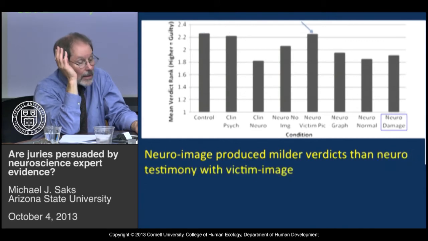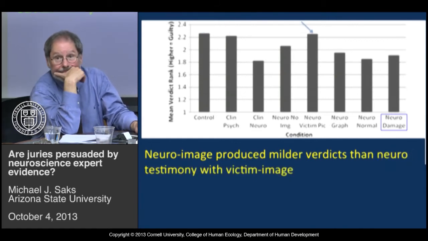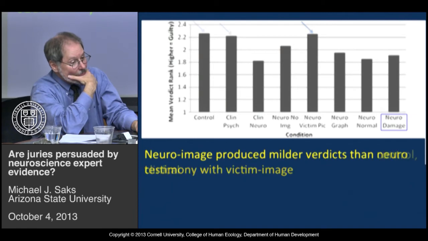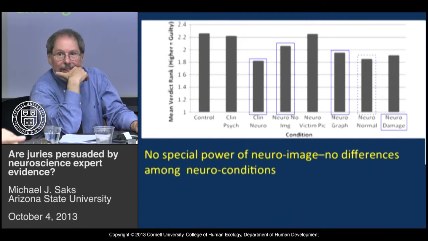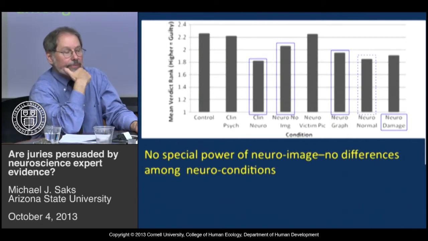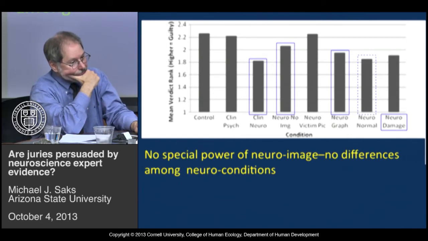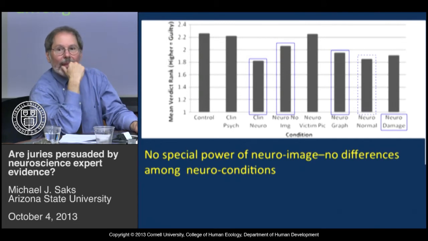So maybe I'm not clear, but given that the neuronormal seems to have the same effect as damage, and I'm assuming the normal is when they say there's nothing wrong with this person? Right. In the neuronormal condition, they're giving the same kind of neuro testimony. They're just saying the brain's normal. Oh, so they still say there's nothing wrong with this person's brain.